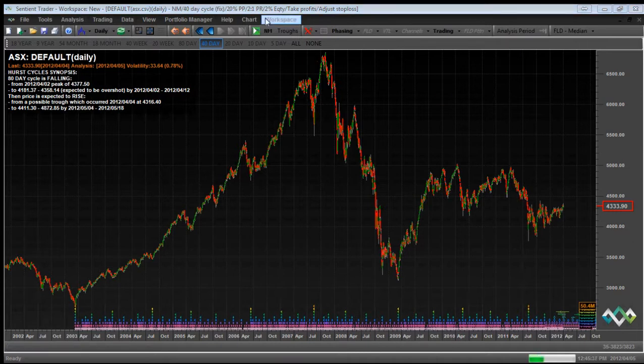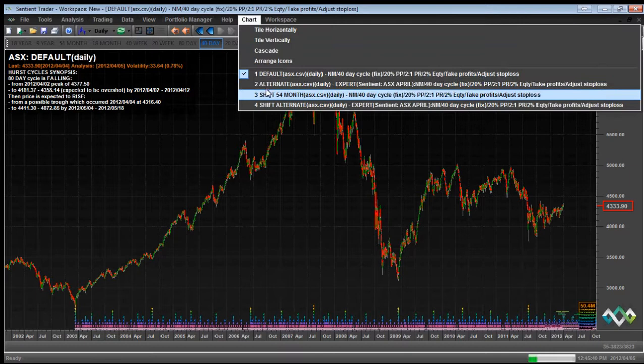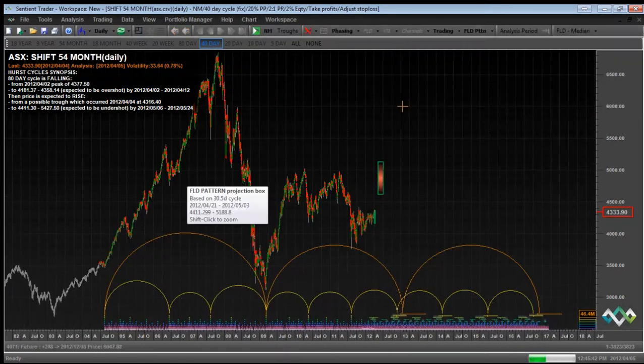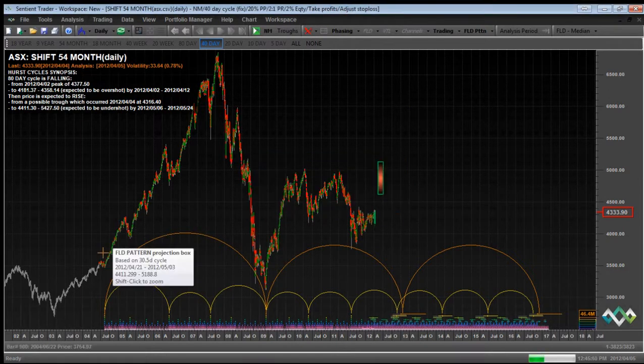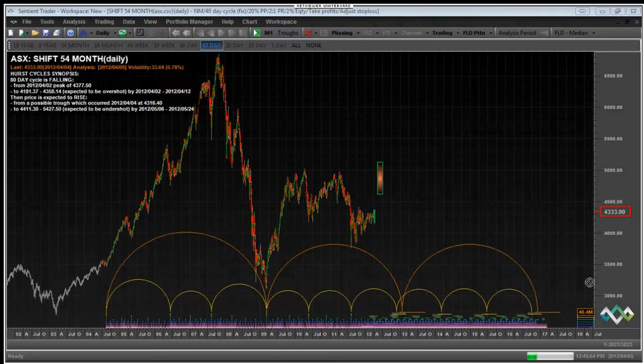Okay, and so how do you do that? Well, you simply click with your mouse somewhere over there, and you look at the bar number. It's bar number 970, and so then you create a new chart within this workspace, which of course I did, and I clicked on the analysis period button, and I told it to start the analysis at bar 980, as you can see over there.